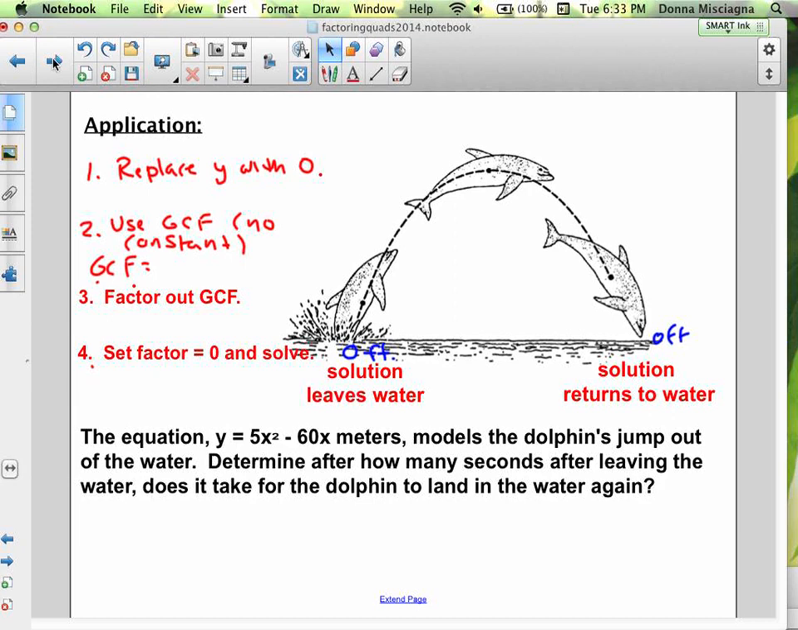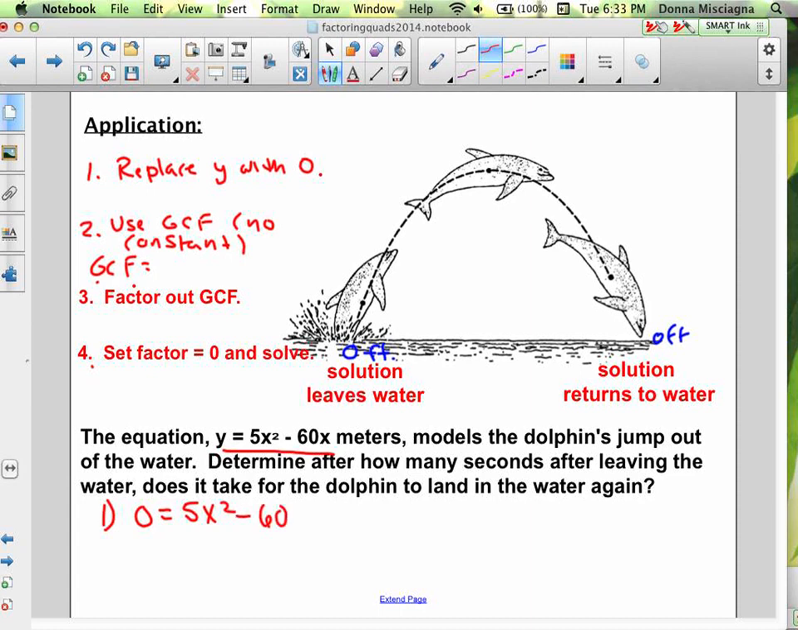All right, so remember, the height when it leaves the water and when it returns to the water is 0 feet. Right? That's the height of the water. So when we're solving, we have this equation here. Our first step, number 1, is going to be replace y with 0. So here's our equation. Step 1, we have 0 equals 5x squared minus 60x.